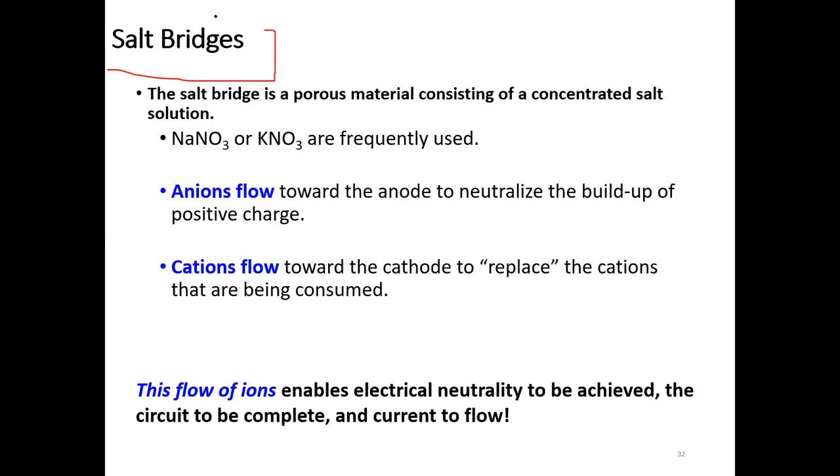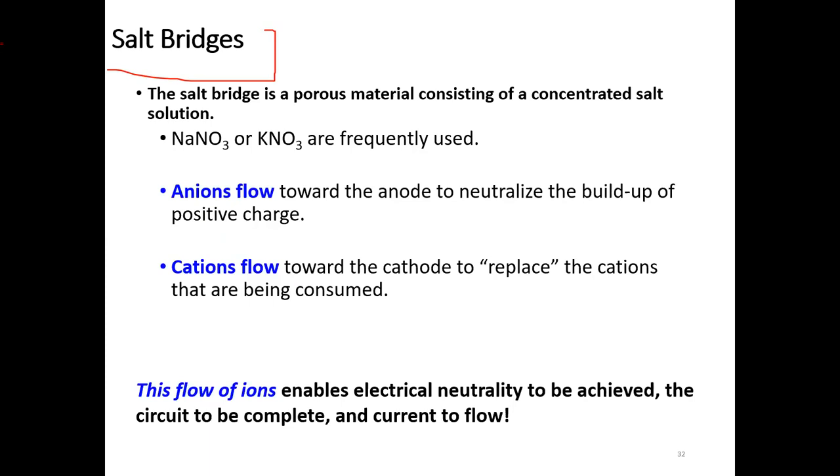What is the salt bridge doing? The salt bridge is a porous material consisting of a concentrated salt solution. It can either be sodium nitrate or potassium nitrate, but that serves the purpose exactly for the silver and copper galvanic cell. Okay, so anions flow towards the anode to neutralize the buildup of positive charge.